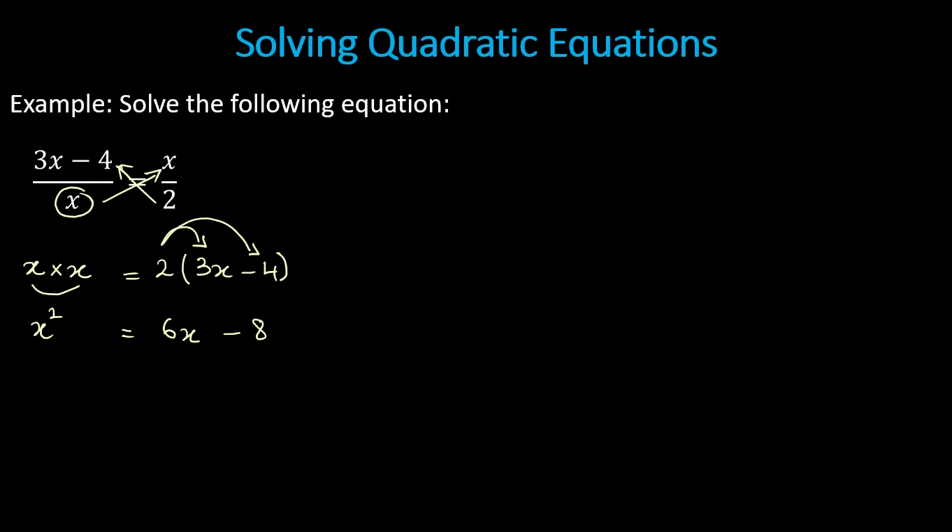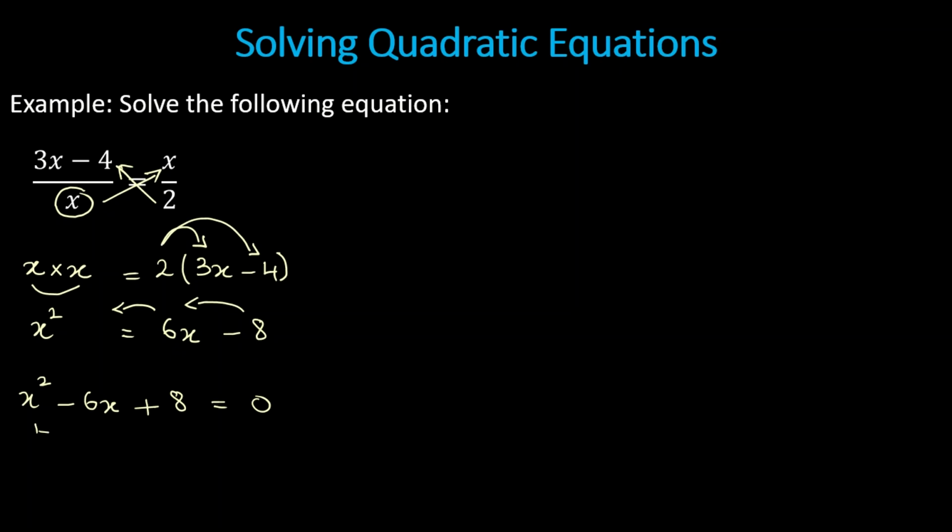Okay, so we send the 6x and the negative 8 on the left. So this gives x squared. The 6x, when you send to the left, it becomes negative 6x. And the negative 8, when you send to the left, it becomes positive 8 equal to 0. Right?